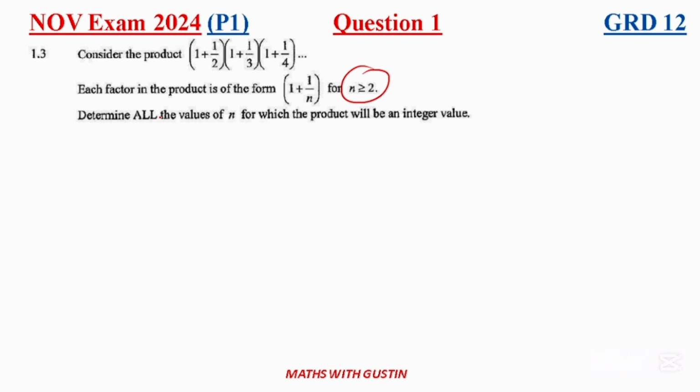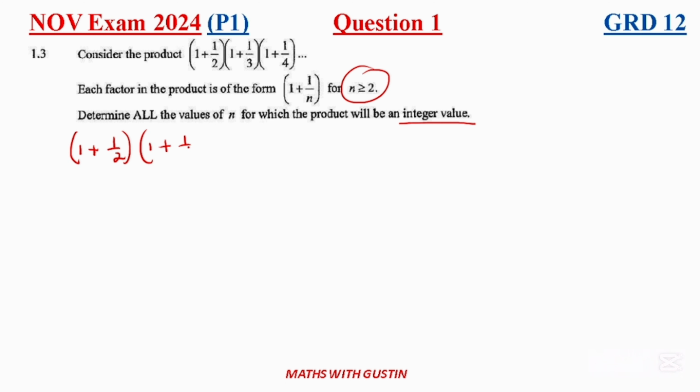Now they say to determine all the values of n for which the product will be an integer value. Okay, so we need to determine all the values of n where it will be an integer. So what are you looking for in this case? An integer. In this case you are looking for any value that when we simplify this equation, we need to see that this value can be divided by 2 for all the values that are greater than 2. So now what do we do in this case? Let's just come here and put this down here for the sake of understanding.